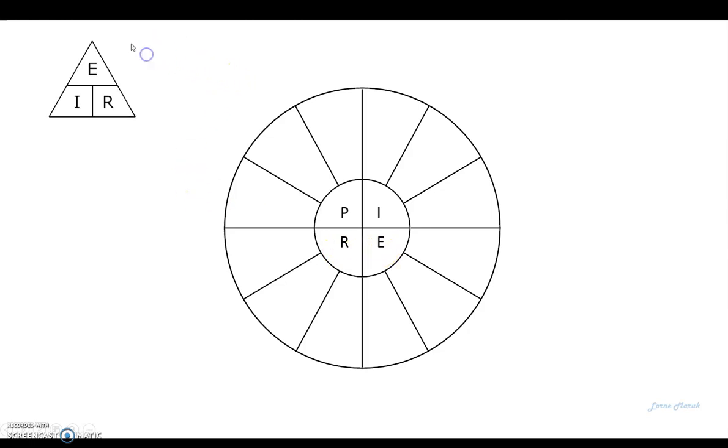Then we can take the voltage triangle, and when we cover up the E, we will see IR, which is I times R. We can write that down, fill in the chart. And if we cover up the I, we will be left with E over R, which is E divided by R. Put that in the chart. And carry on with the R, E over I. So we have 3 of the 12.